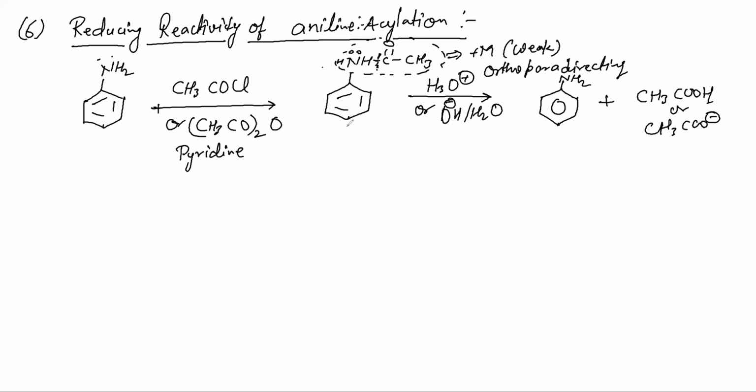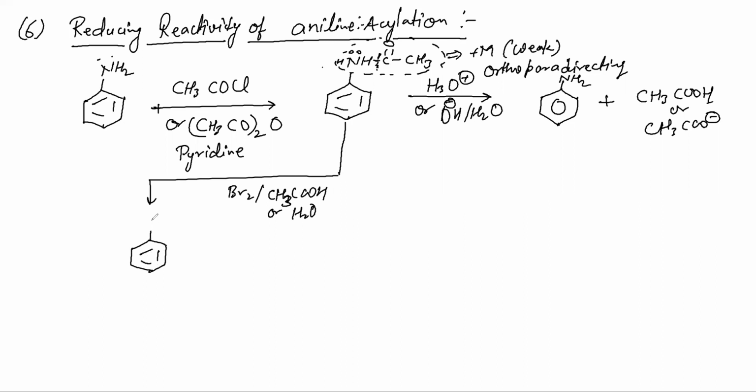Now, once you have made this, we can perform a number of reactions here if you want. Like we can treat it with Br2, and here we don't even require a Lewis acid. You could use CH3COOH if you want, you can use water, whatever you want. Now this time you will not get multi substitution. You will just get mono substitution. Why mono substitution? Why not multi? Because your NHCOCH3 is not a very strong plus M like NH2.